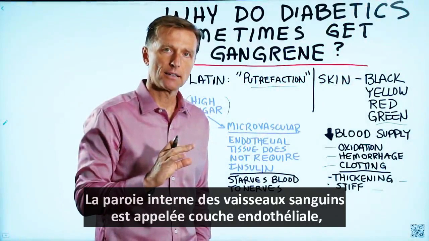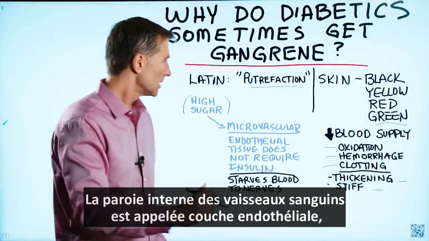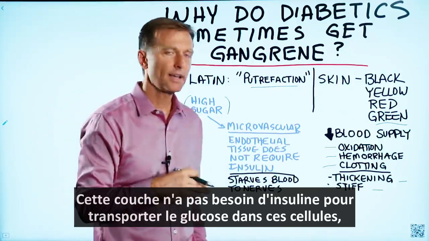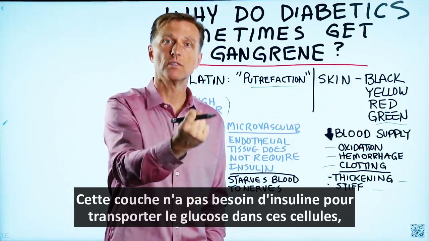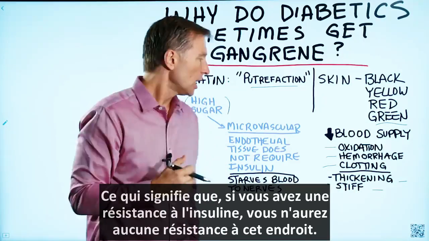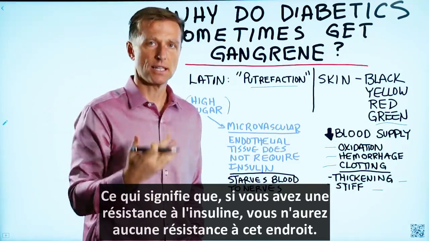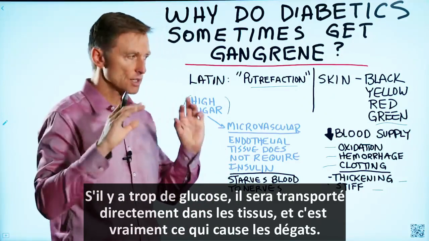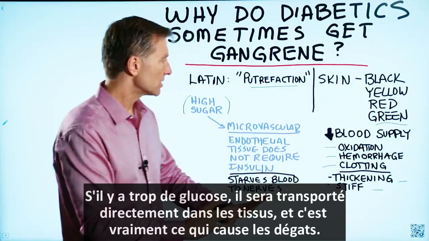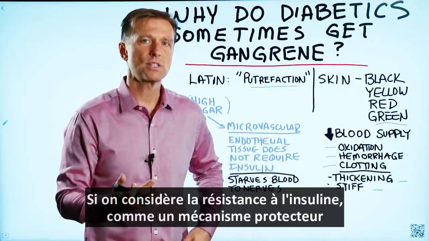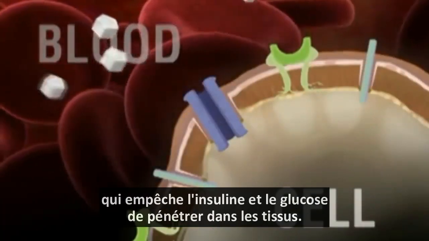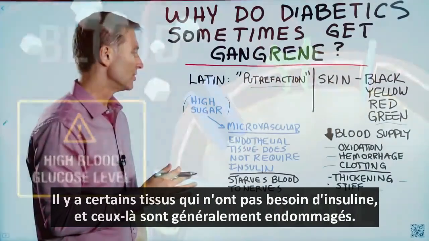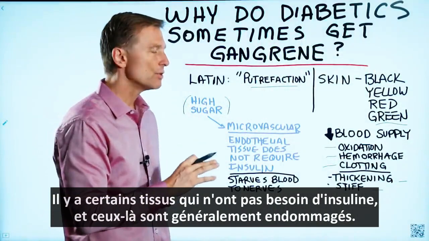Now, the lining on the inside of the vascular system is called the endothelial layer. And this layer does not require insulin to transport glucose into those cells, which means that if you have insulin resistance, you won't have any resistance there. If there's too much glucose, it's going to drive it right into the tissues, and that's really what's creating the damage. If you look at insulin resistance as a protective mechanism to block insulin and glucose from going in the tissues because it's toxic at large amounts, and there's certain tissues that don't require insulin, and those usually get hammered.